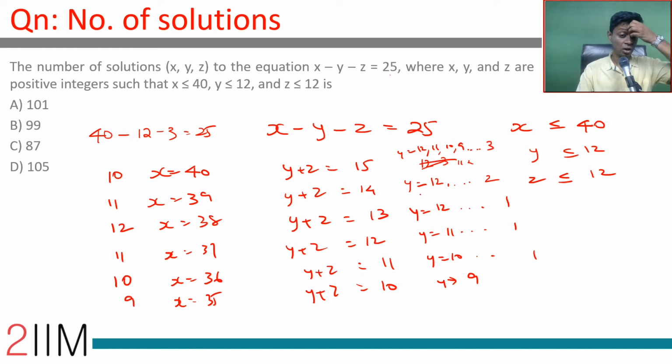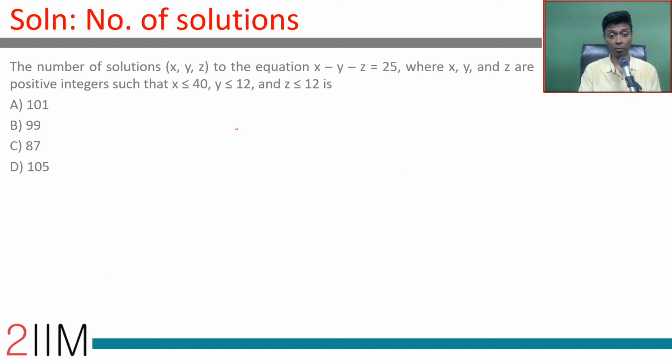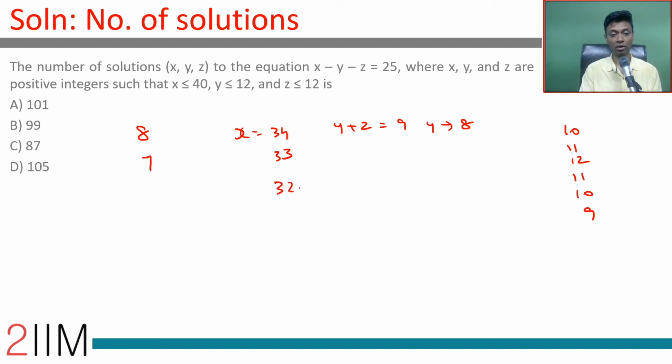And I'm going to go to the next slide. What we have here is the number of values that can be taken. Done till x equal to 35, I'm going to go on to x equal to 34, 33. The values we have here are 10, 11, 12, 11, 10, 9. X equals 34, Y plus Z should be equal to 9. Y can start from 8. We have 8 values. Here we'll have 7 values, 32, 6 values, 31, 5 values, 30, 4 values, 29, 3 values, 28, 2 sets, 27, 1 set.